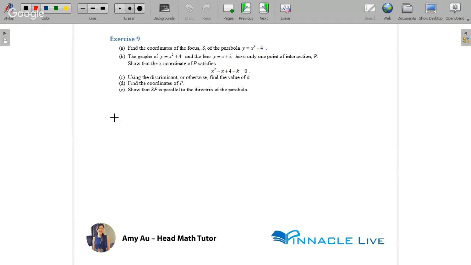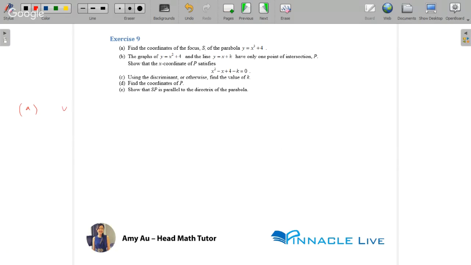Last one is a slightly more tricky exam question that's got a lot of parts to it and is utilizing a lot of different concepts and being able to connect discriminant theorem and what it means for the number of solutions that really teases out the use of a discriminant theorem. All right, we'll start with the first one, nice and easy. Find the coordinates of the focus of that.